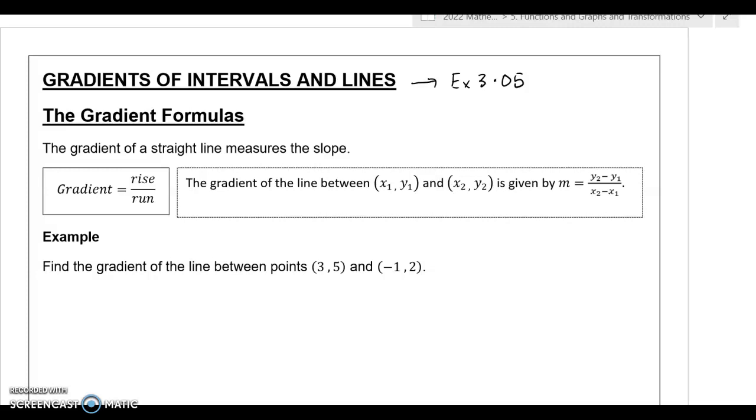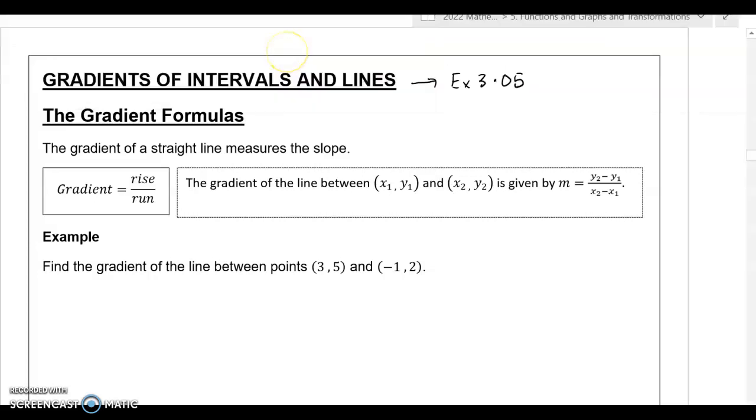Hi guys, today we're going to have a look at gradients of intervals and lines. So an interval is just a part of a line, while a line is an extension that we put arrows on, which is what you're used to doing in the junior school.